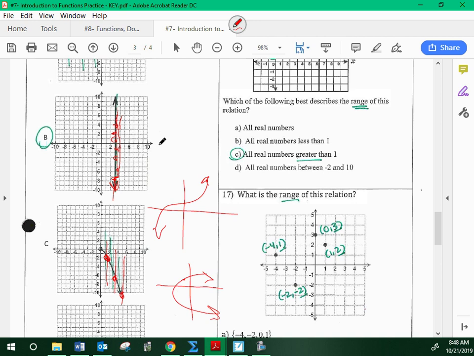Okay, so again, just reminders. Domain, those are the x values. Range, those are the y values. And then as we talked about, for it to be a function, if there are repeated x's and they go to different y's, then it's not a function.